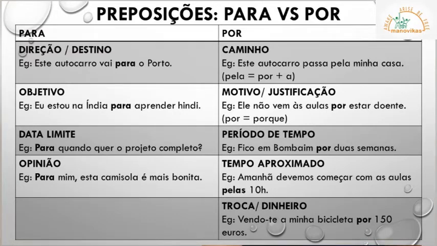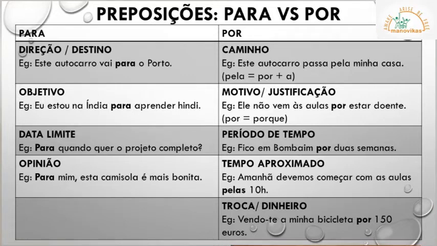Para is used for direction or destination. Now suppose you want to say, this bus goes from here to Margao, right? So, este autocarro vai para o Porto. This bus goes to Porto, okay?